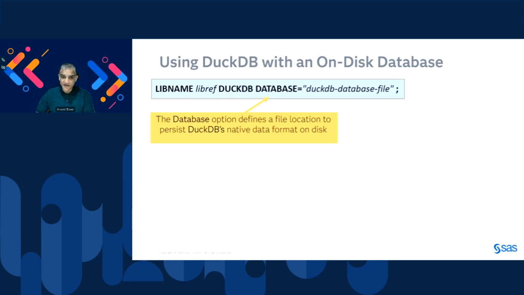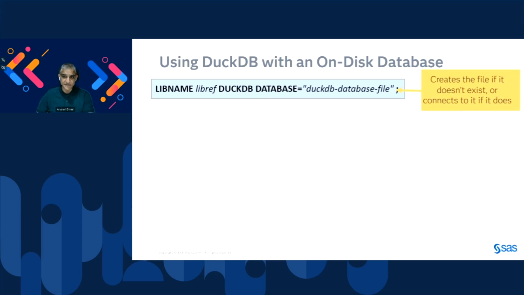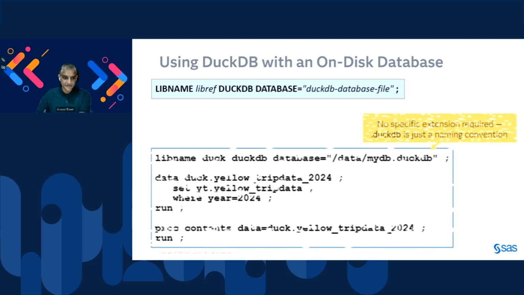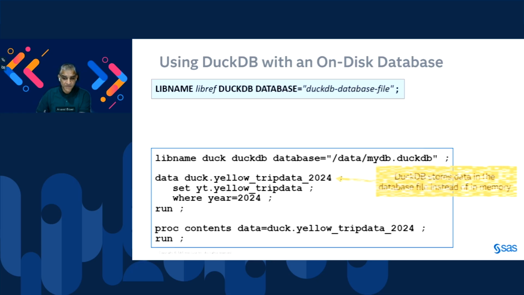The second example, where you specify a database file, and this database option materializes a file on a file system so that you can use it for your subsequent sessions. It creates a file if it does not exist. And if it does exist, it will start consuming and you will start seeing all of the tables that are inside that file. .duckdb is really not required. It's a convention. You can use any name.